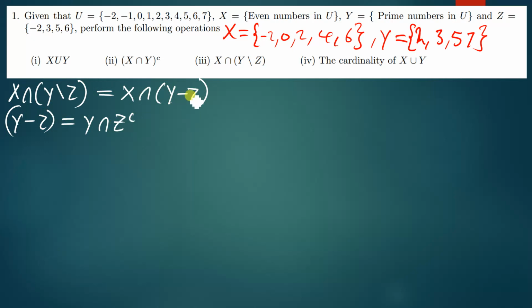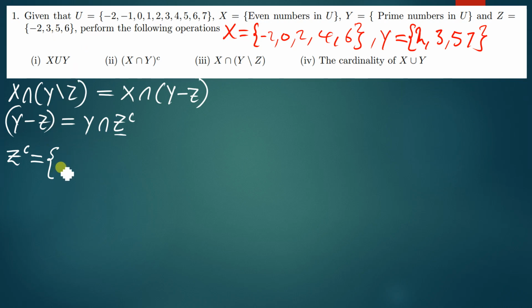So if this is what you have, the first thing that you need to find is z complement, and then you intersect it with y. So our z complement is going to be, so z has been given to be -2, 3, 5 and 6. So we write whatever is in the universal set except what is in z. So in the universal set we have -2, but we also have -2 in z. So we don't have to write that, because z is equal to -2, 3, 5 and 6.